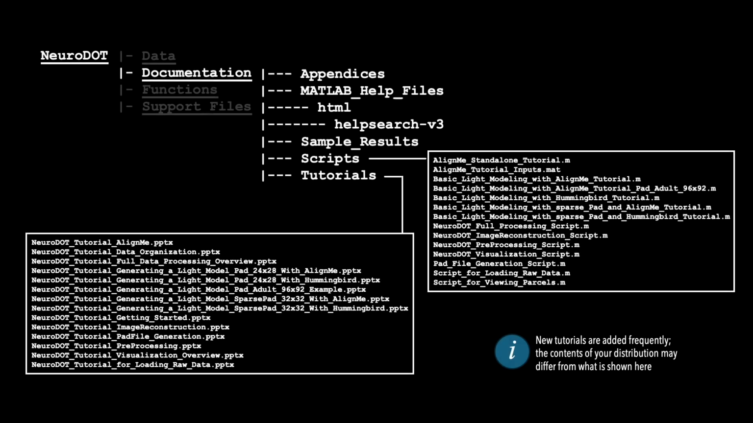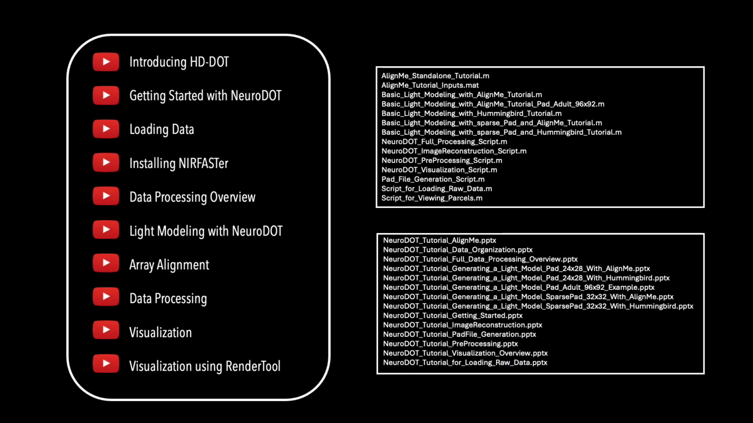Earlier, we noted the NeuroDOT distribution contains a collection of PowerPoint tutorials and M-file scripts that provide instruction on a variety of NeuroDOT topics. Many of the same topics appear in the video tutorials hosted on YouTube. One is not meant as a substitute for the other. Rather, the two collections are designed to work together. Whereas the videos provide background and context, the PowerPoint presentations offer step-by-step instruction, guiding you through the accompanying M-file code section by section, and in some cases line by line.